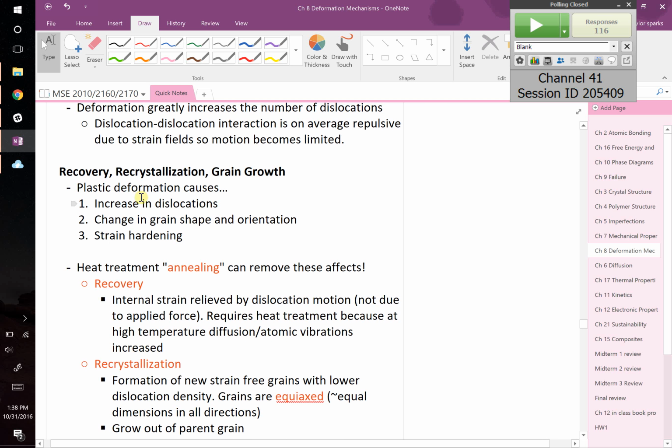So we increase dislocations, we change the shape of grains, and we certainly are going to add a lot of strain hardening. Every time you hit it, dislocations have the strain field around them. The strain fields interact with each other, and it can't move around. So it becomes harder and harder, right? So all that happens, making it more and more likely to break, and your final product, you don't want it to break. So they have to recover those things, right?